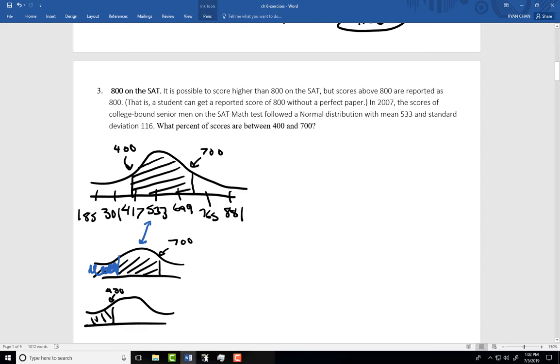I'm going to do the following. This is for the 700. I'm going to do z equals x minus x bar over s. In our case, it's 700 minus 533 divided by 116.